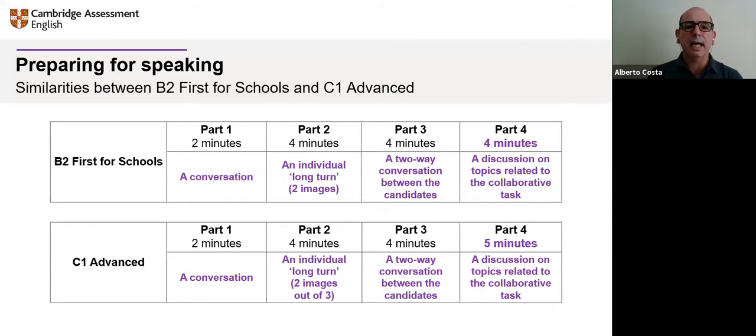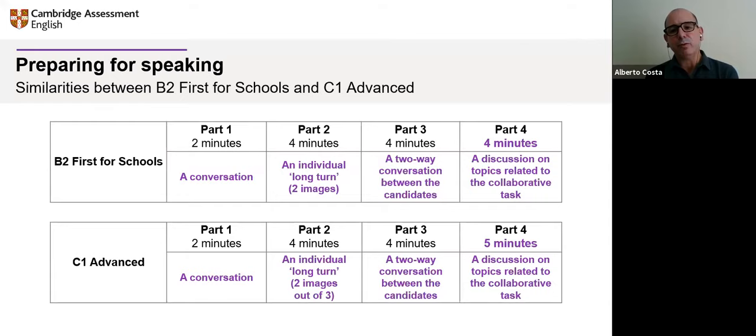So for part one, the candidates will be having a conversation with the examiner, the interlocutor, asking them questions. For part two, they have an individual long turn, and then there is a slight difference there. So in B2 First for Schools, they have two images that they need to compare and contrast. And for part two in C1 Advanced, they have to choose two images out of three that are given to them. Part three, it's a two-way conversation where they need to talk together and come to a conclusion or a decision or a consensus. It's important that they look at all the visual prompts before they come up with a decision.